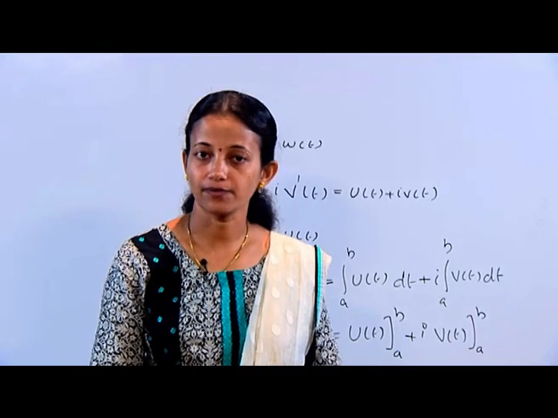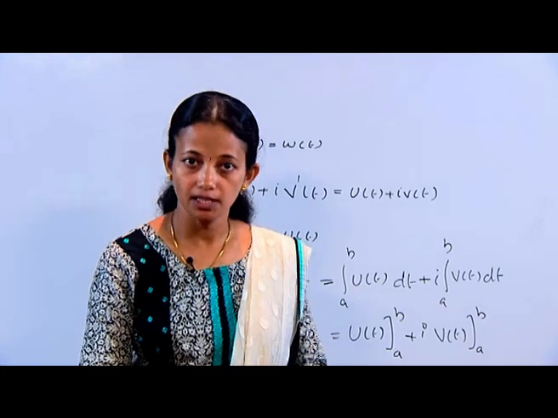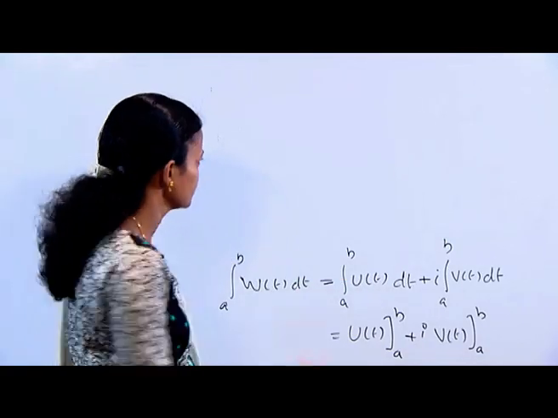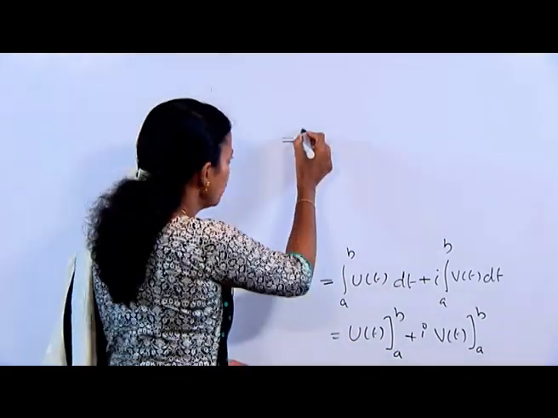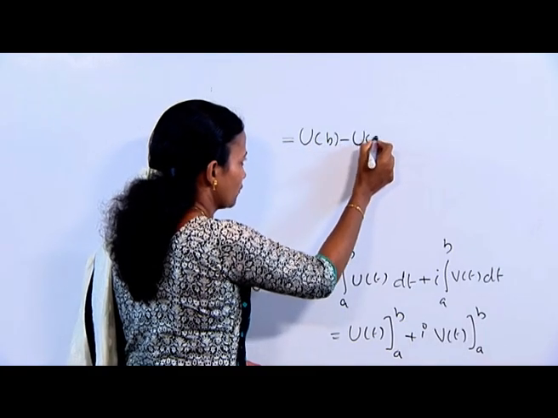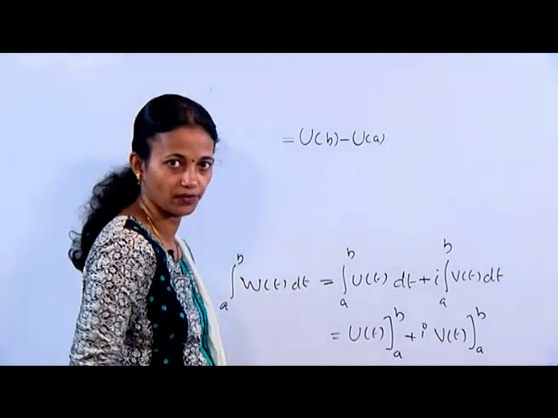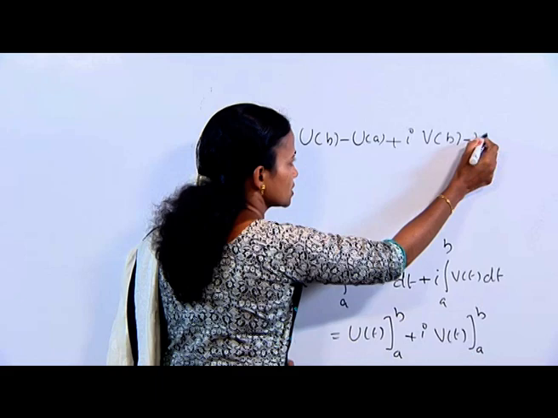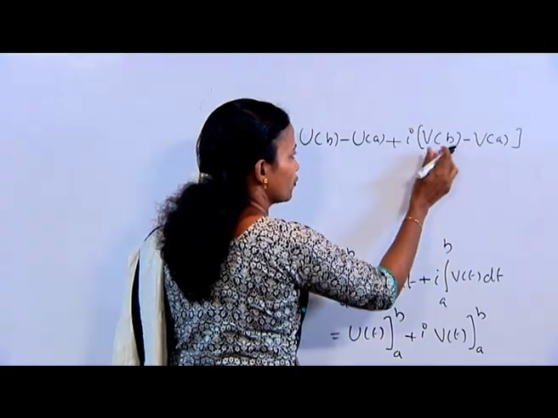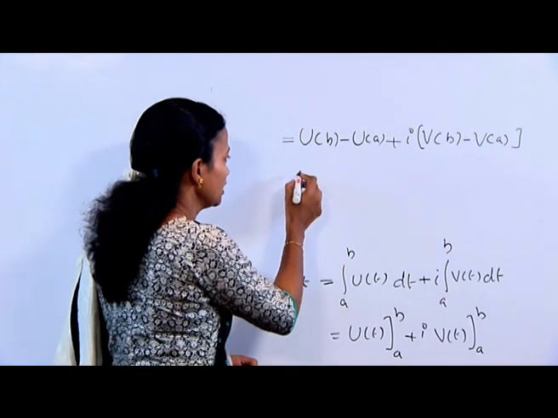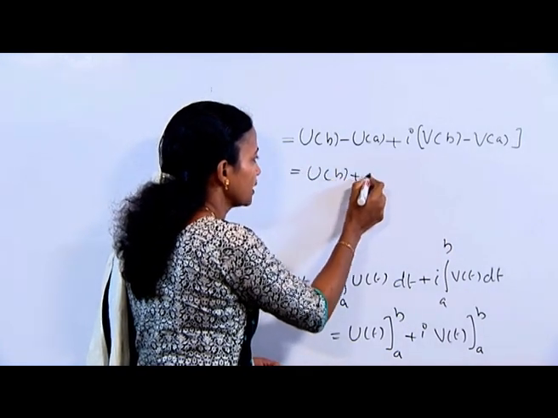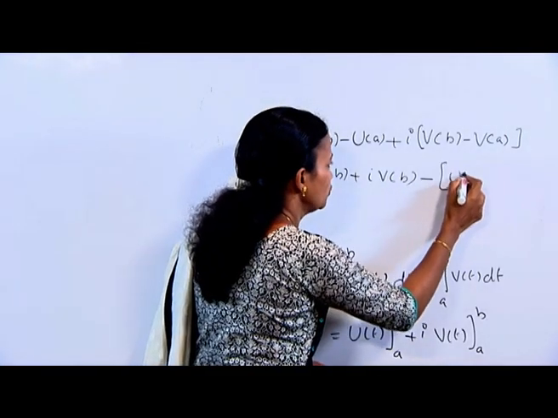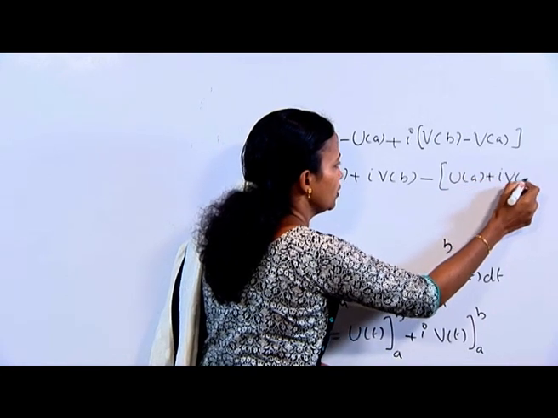Using the fundamental theorem of calculus of real valued functions, this I can write as u of b minus u of a plus i into v of b minus v of a. This i is common for v of b and v of a. This I can write as u of b plus i into v of b, next term minus u of a plus i v of a.